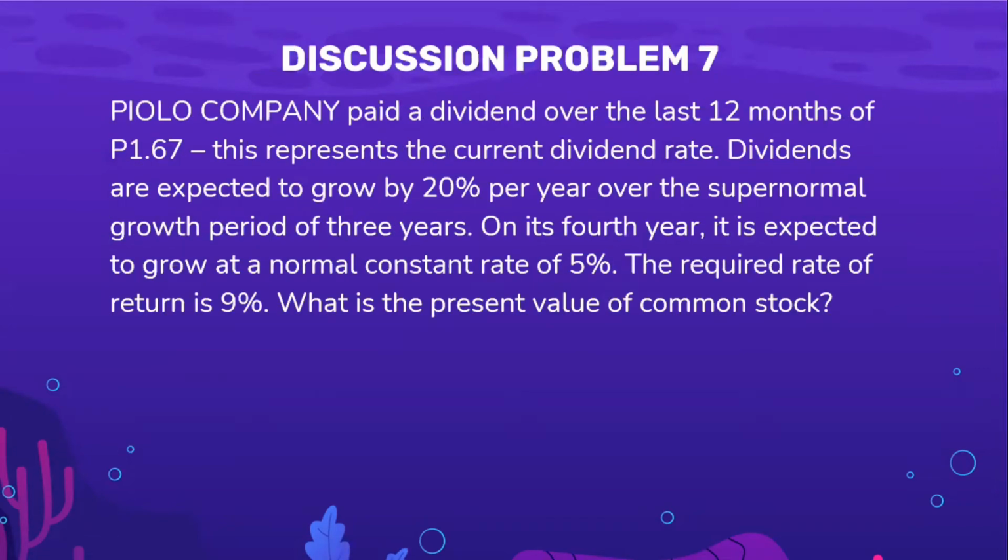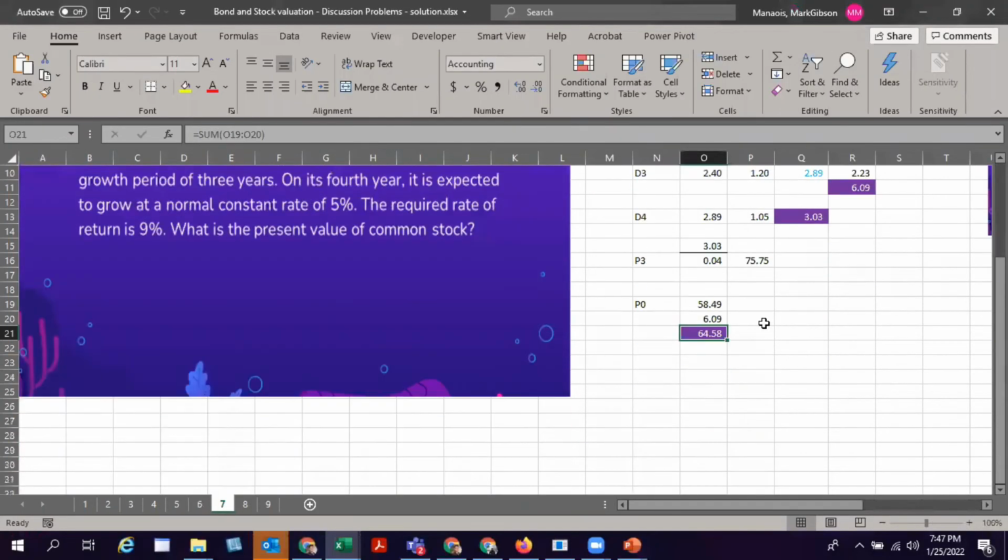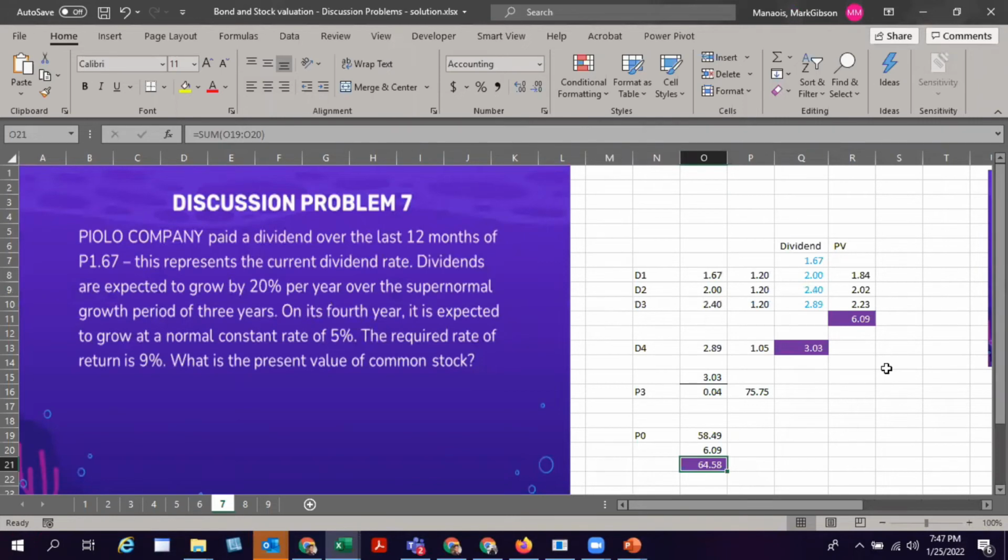So in problem number 7, the required rate of return is 9%. What is the present value of the common stock? Okay, so Piolo Company paid a dividend over the last 12 months of 1.67. This represents the current dividend rate. Dividends are expected to grow by 20% per year over the supernormal growth period of 3 years. So we increase the dividend by 20%, or simply 1.67 multiplied by 1.2 or 120%. So that would be 2 pesos.